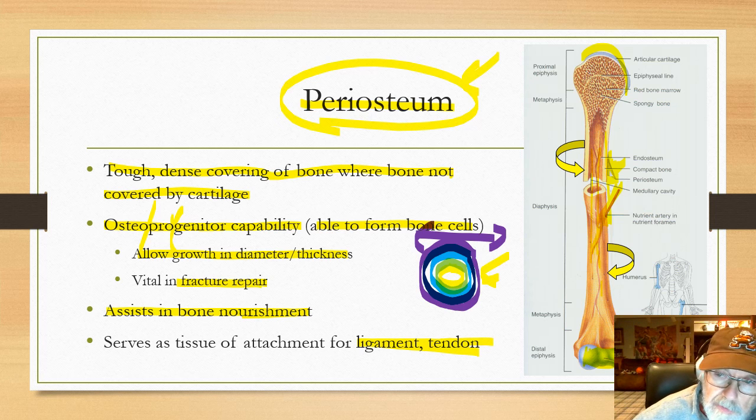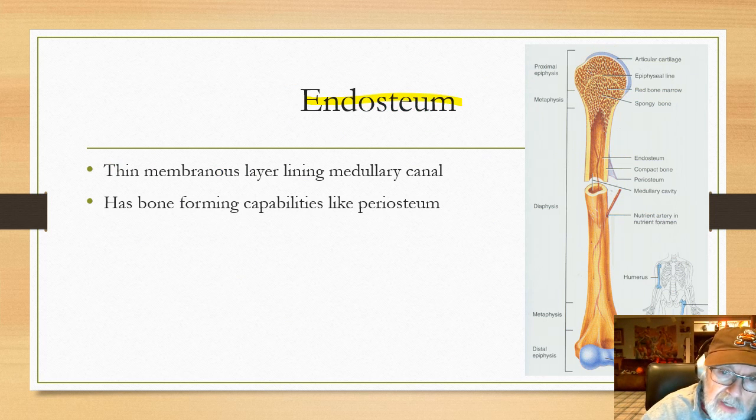It's a very important part of bone. We also have what's called the endosteum. Now the endosteum is like the periosteum, but instead of being on the outside, it lines the inside of that canal. Okay, so if we look at that canal, the endosteum lines the inside of that canal. And it also has osteoprogenitor activity.